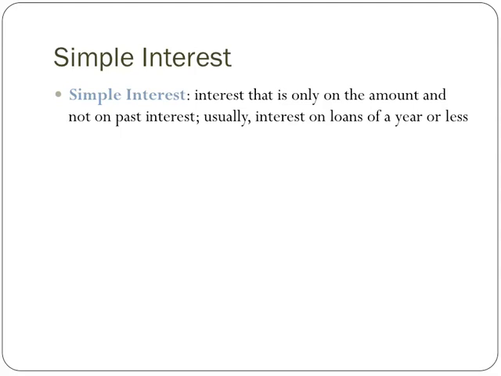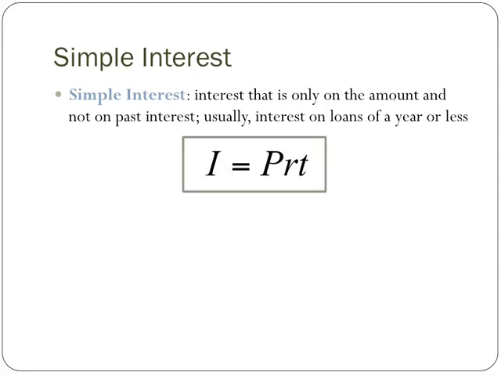So how do you calculate what the interest is? With simple interest, you simply need to know P, R, and T, and you're going to multiply them together. Now, P represents the principal amount, so the amount that is being loaned. R is the annual interest rate, and then T is the time in years.